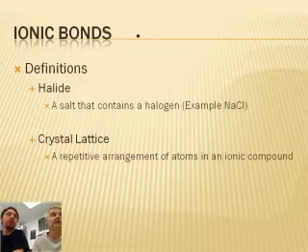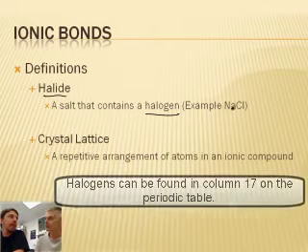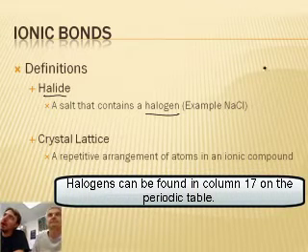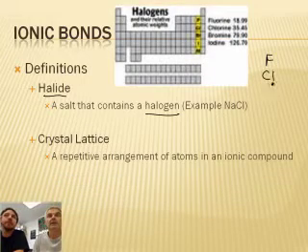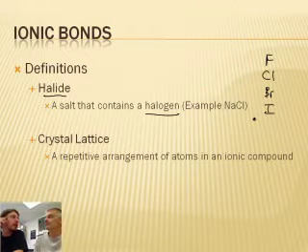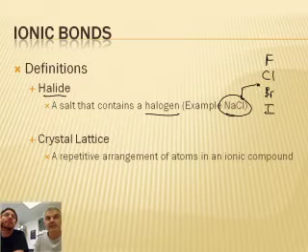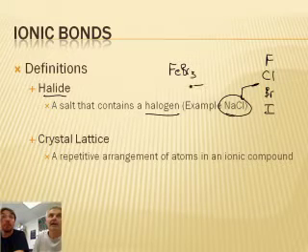Okay, some definitions just to get some words out there for you guys. A halide is a salt that contains a halogen. Now, what's a halogen? Halogens are everything in the fluorine group, group 17: fluorine, chlorine, bromine, iodine. You can say astatine, but that's the rarest element in the universe, so you're probably not going to run into that. So for example, sodium chloride, there's that Cl there. But if I have, say, iron 3 bromide, that also would be a halide.